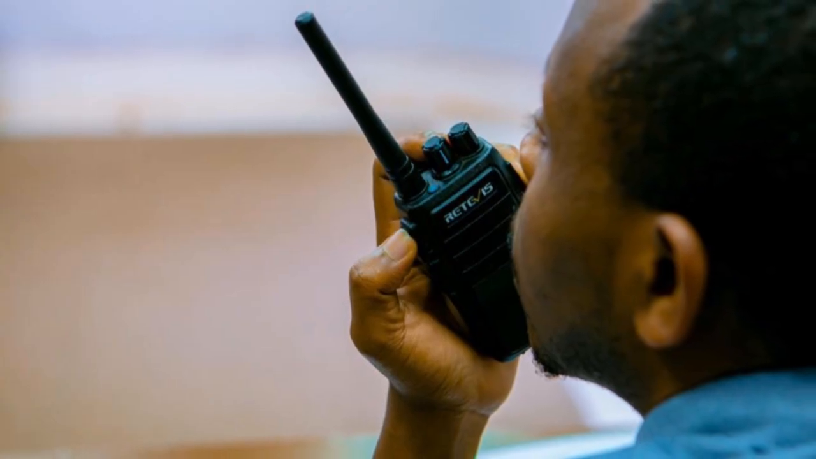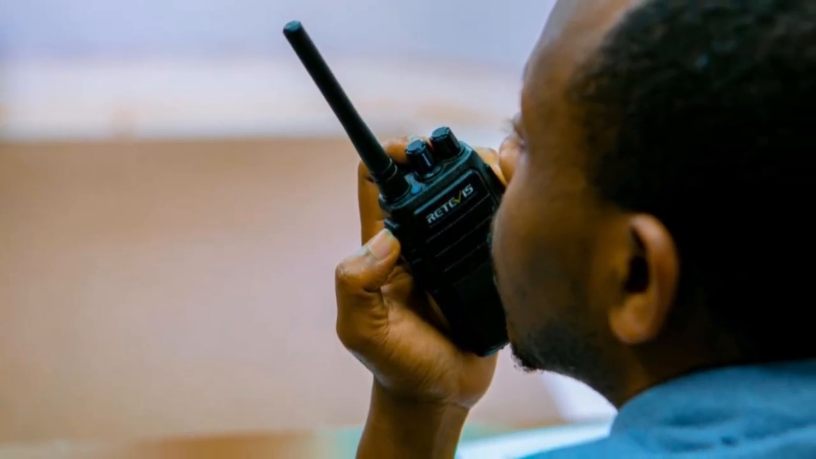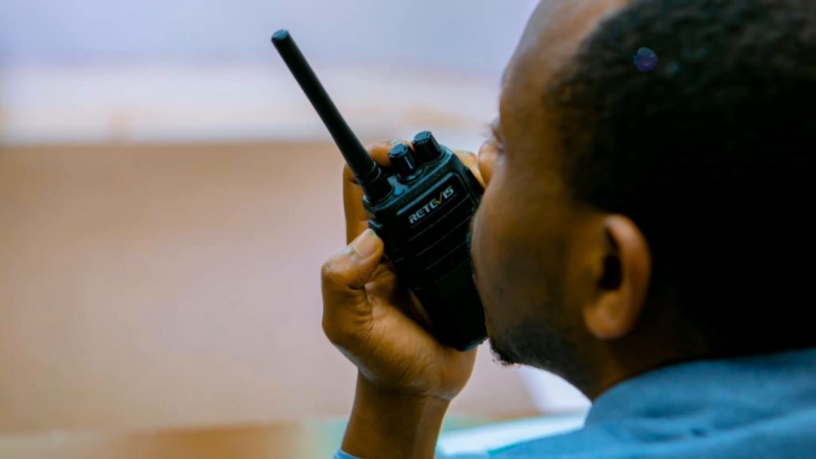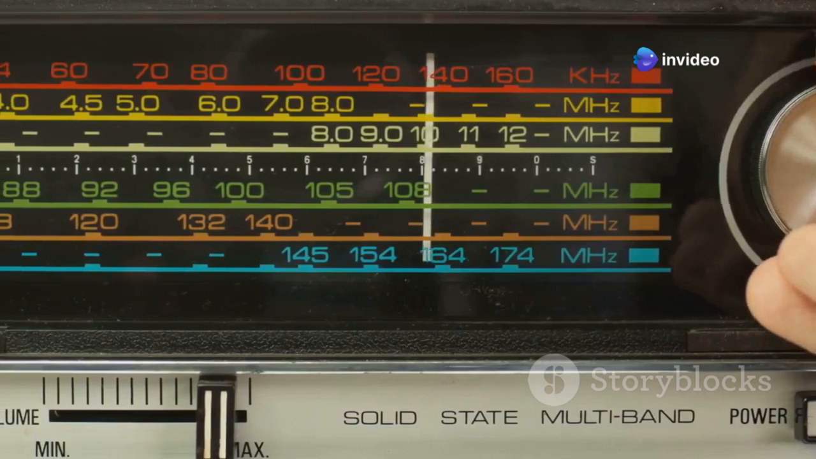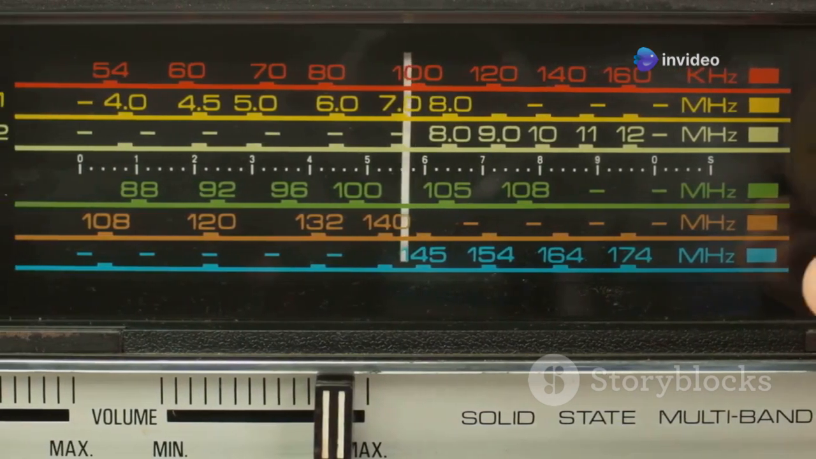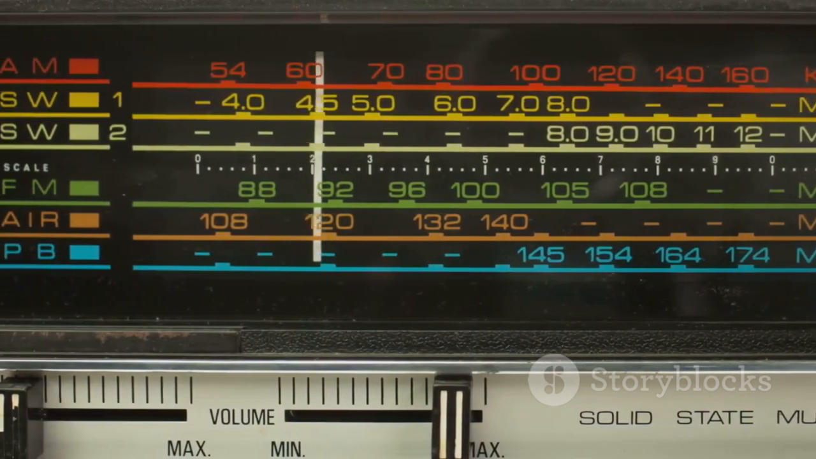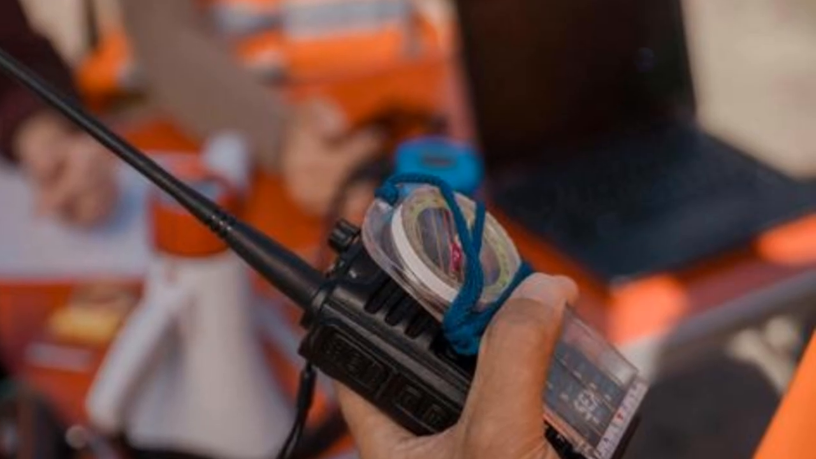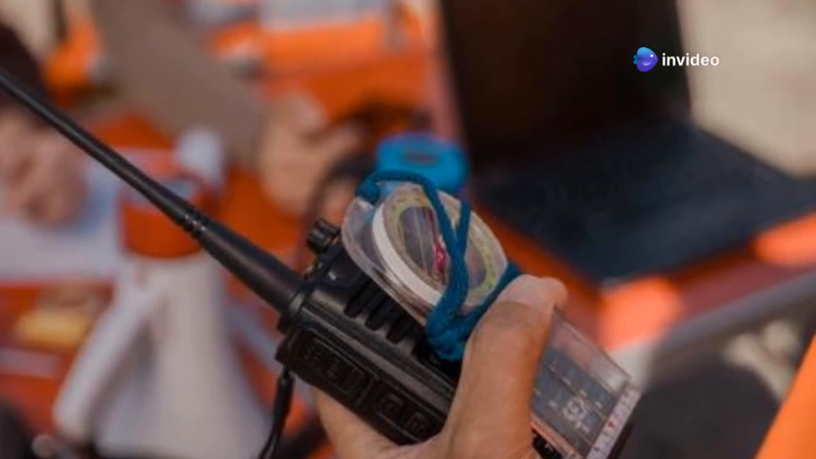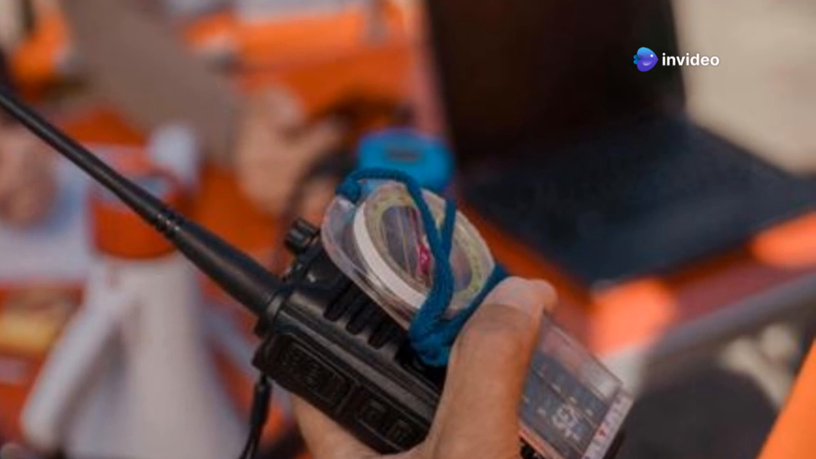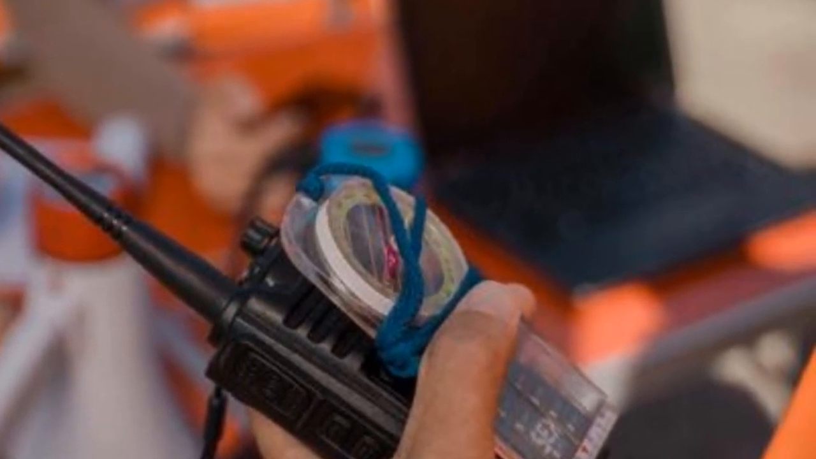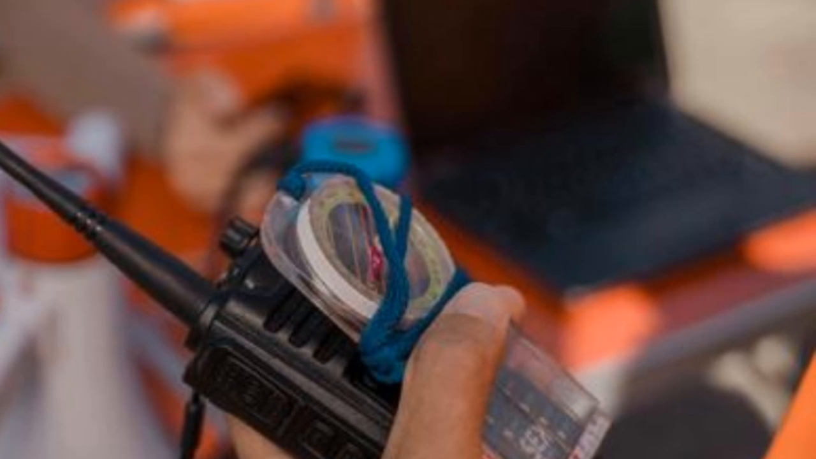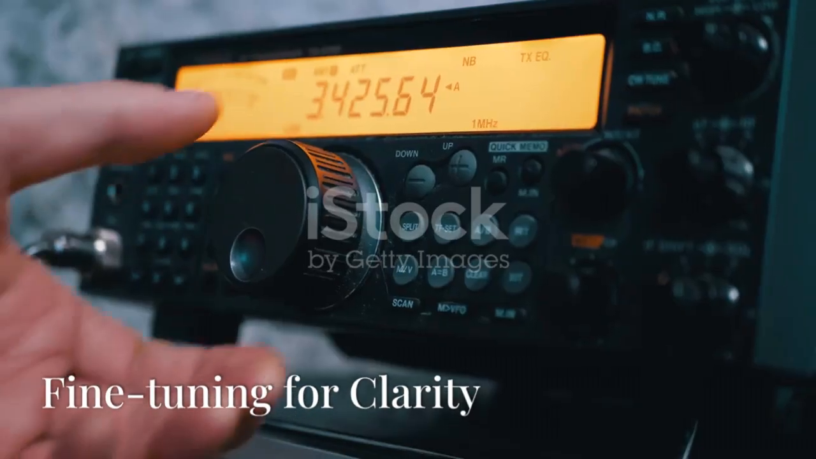SQUELCH is crucial for clear communication. It ensures that you can focus on the important messages without being distracted by irrelevant noise. Without it, you'd be bombarded by hiss and static, making it hard to hear important messages. This can be particularly problematic in critical situations where clear communication is essential. It's like having a filter that only lets the good stuff through. By using SQUELCH, you can ensure that your radio communication is as clear and effective as possible, making it an indispensable tool for anyone relying on radio transmissions.